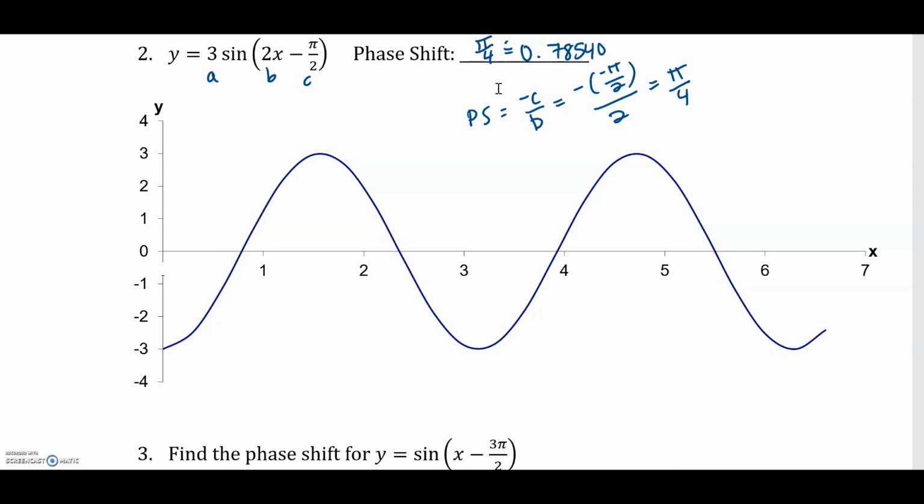0.78540, and this is a sine curve, so normally you would have a point at 0, 0, and it's been shifted by pi over 4 units. So each and every single point that would normally be there, so the zeros, have all been shifted to the right by pi over 4 units.